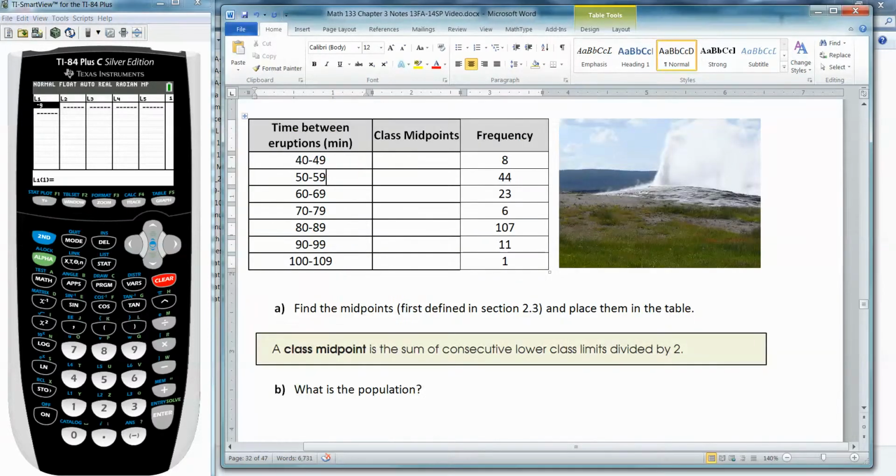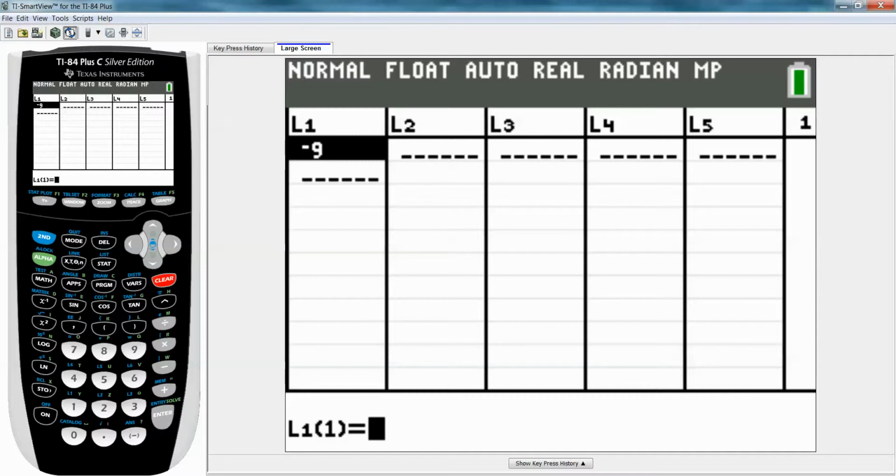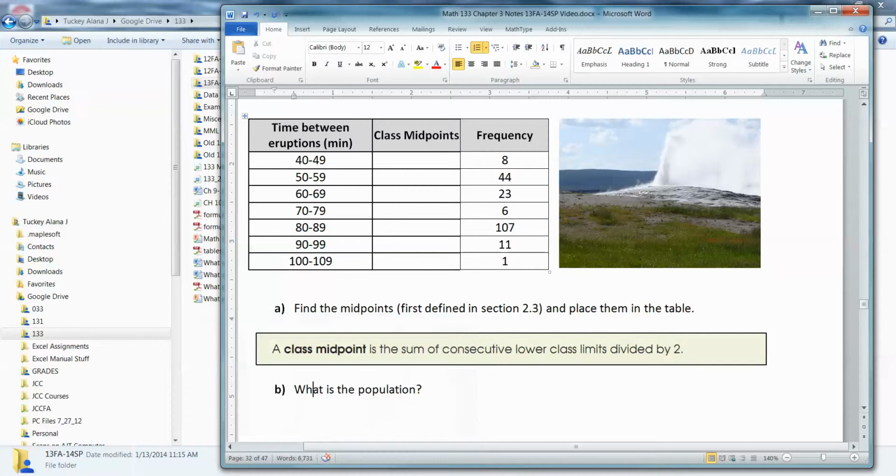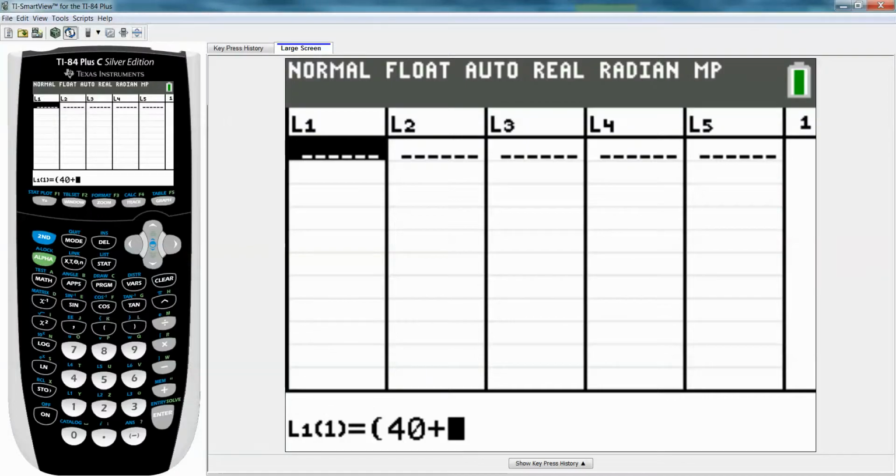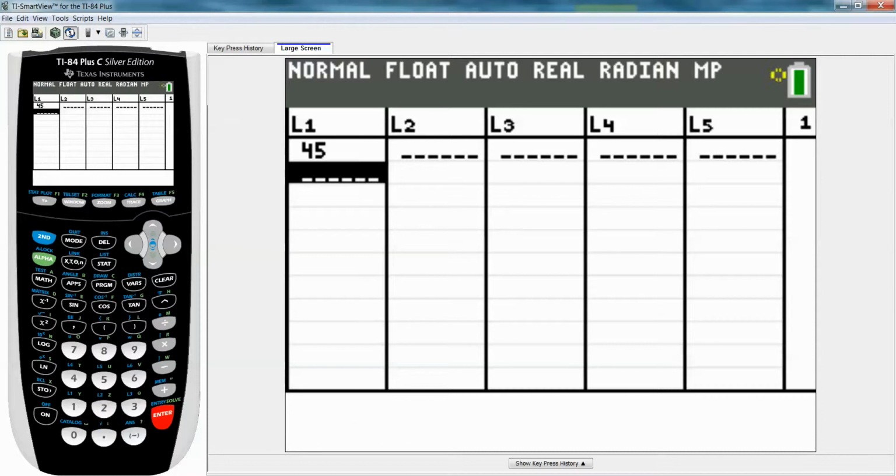So to find the midpoint, what you do is right down here. You take the consecutive lower class limits, you add them up and divide by 2. You can actually do this in the calculator. So let me show you the screen. If I clear that out, delete. If I say parentheses 40, that's the first class's lower class limit, plus, now my next class's lower class limit, first class was 40, the next class's lower class limit is 50. That's what consecutive means, the next class. So I would say 40 plus 50, close parentheses, divide by 2, and I get 45.